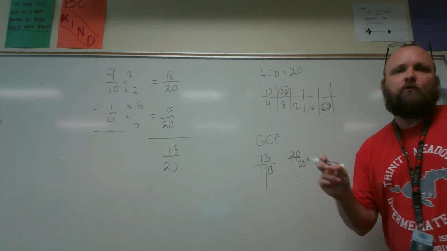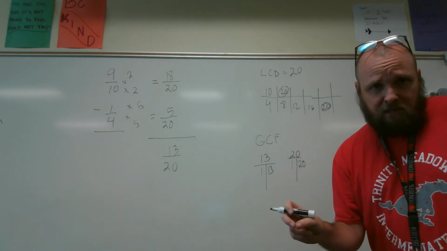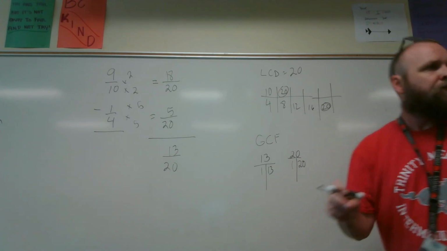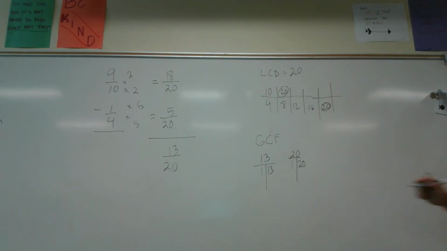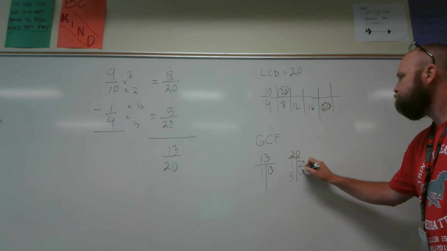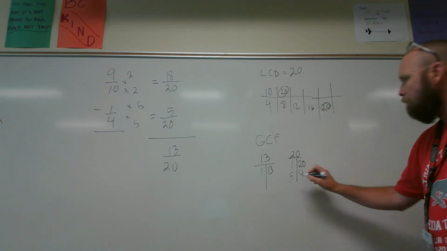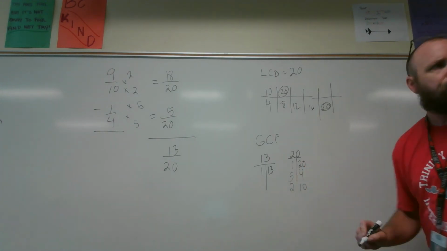Blake, who is also known as the student who doesn't make eye contact so they don't get called upon. What else? 5 and 4. What else? 2 and 10. What else?